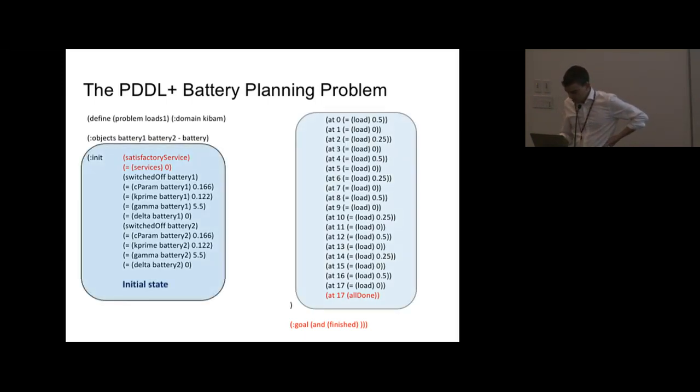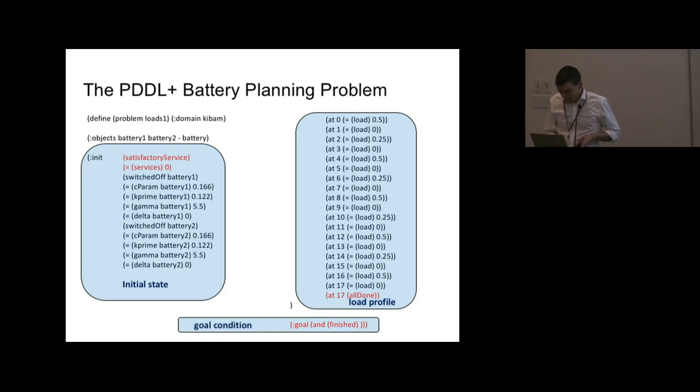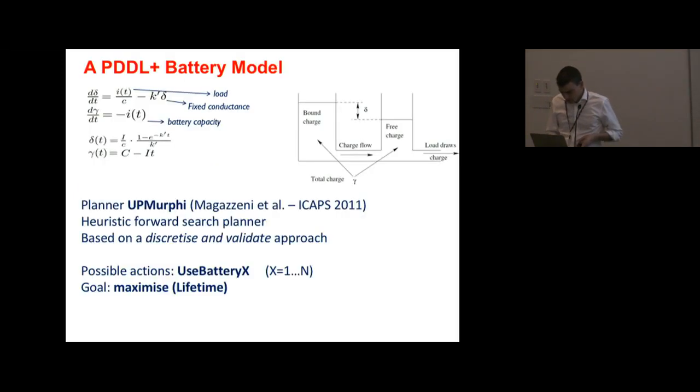Again, of course the goal is just to complete the load profile without violating the main property, and the main property is that there must always be a battery on when there is a load to service. Now, again, we use the planner UPMurphi.